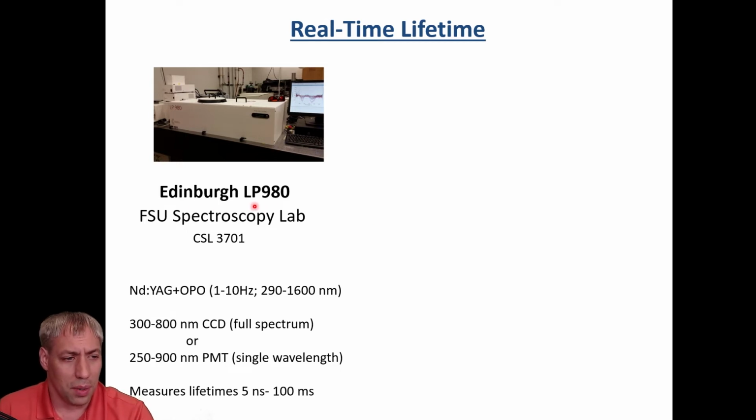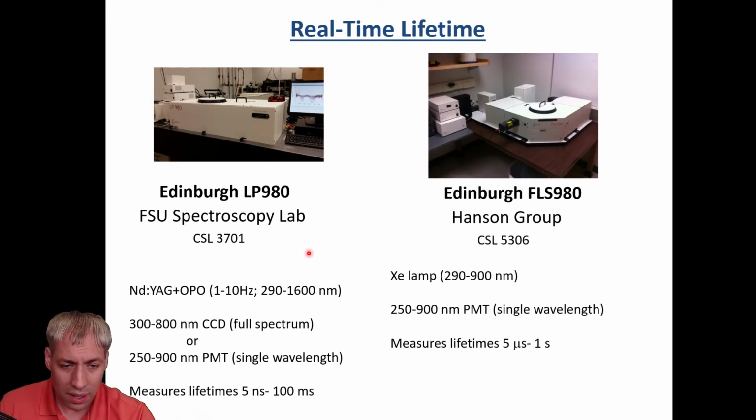One of them is the Edinburgh LP980. This is hooked up with a Continuum laser and an OPO. Essentially what it has is this neodymium YAG laser with a 5 nanosecond pulse width. It can shine light on the sample, and we're just going to measure emission in real time, either single wavelength with a PMT or area detection with a CCD, where it gives you full spectrum data. With this instrument, we can essentially measure anything between about 5 nanoseconds and 10 milliseconds. Again, that 5 nanoseconds is essentially dictated by the pulse width of this particular laser, as well as the frequency of that laser pulse.